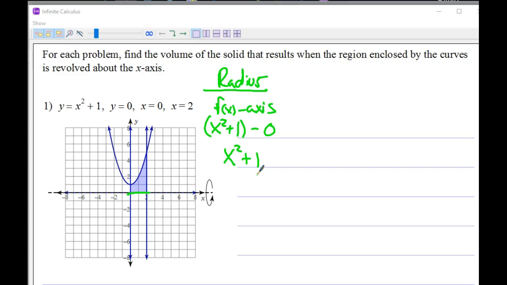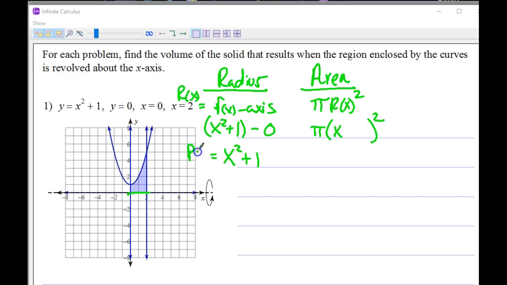Okay? Next we're going to do the area. Now, as you guys know, area is going to be pi radius squared. I forgot to write equals r of x there. So it's going to be pi, and we said that my radius was x squared plus 1, so pi times x squared plus 1 squared.